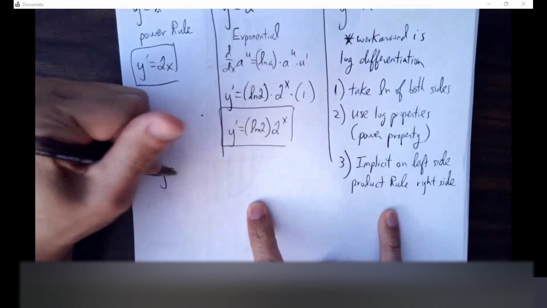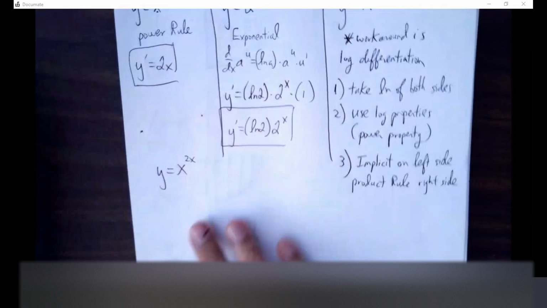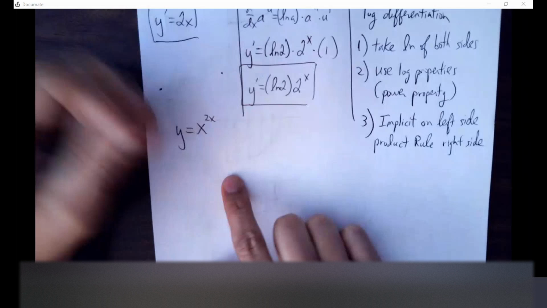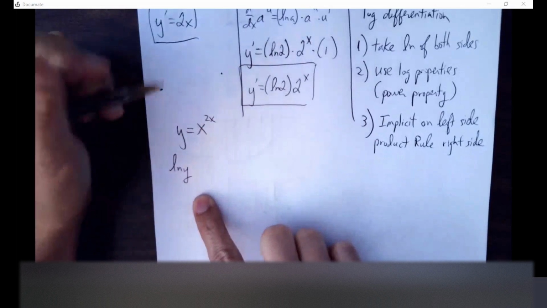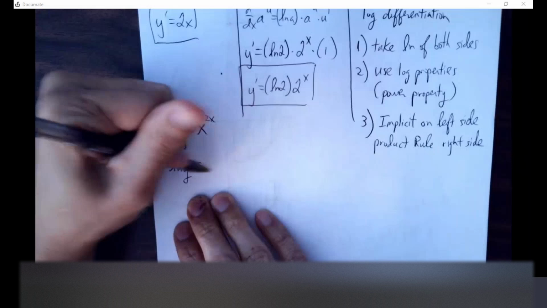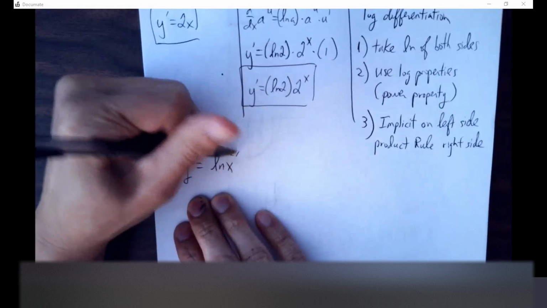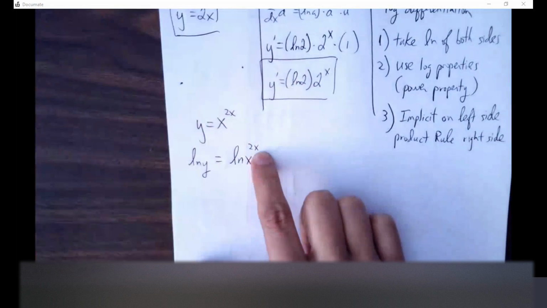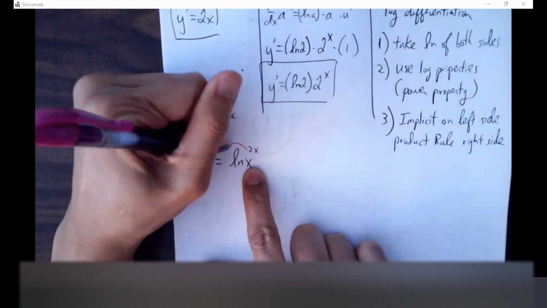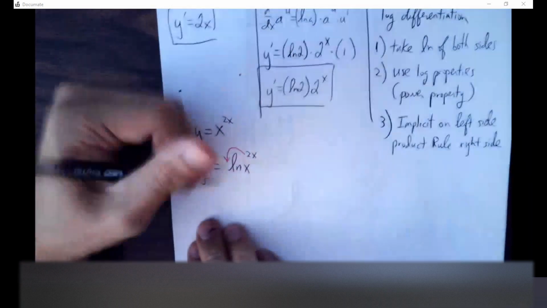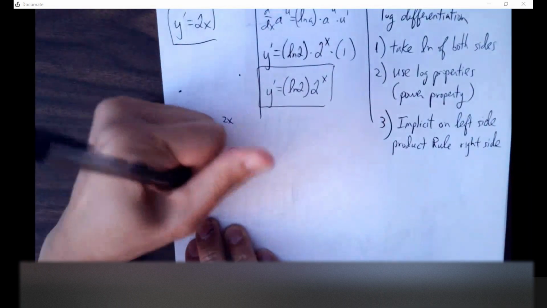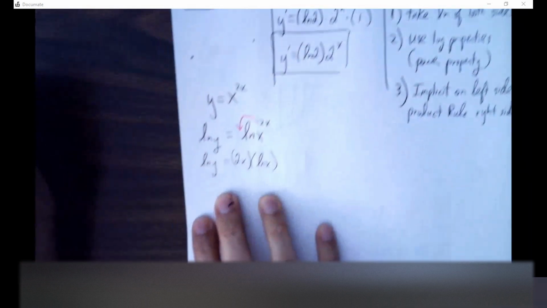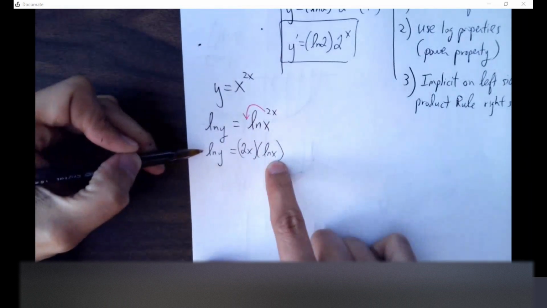All right, so I'm going to give myself plenty of space here to handle this problem. Okay, so we realize this is not power rule, this is not exponential, this is a variable raised to a variable. So take the natural log of both sides. We know this is log differentiation. Once we are in a log expression, that 2x is now free to move, so that 2x can come down in front. So I have natural log of y equals 2x times natural log of x.